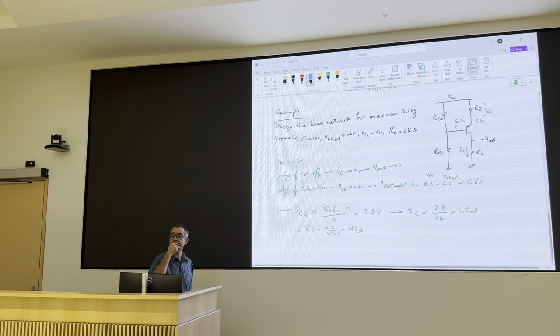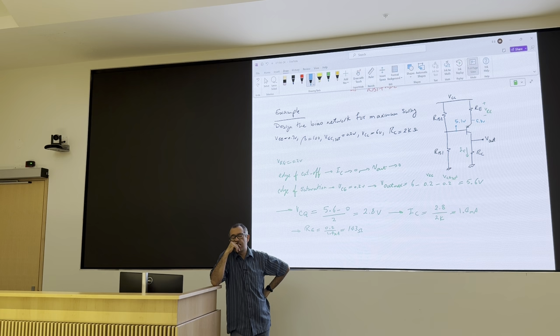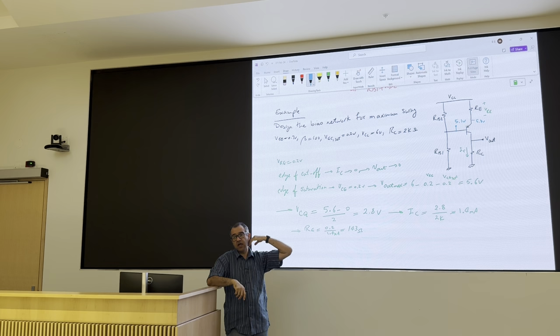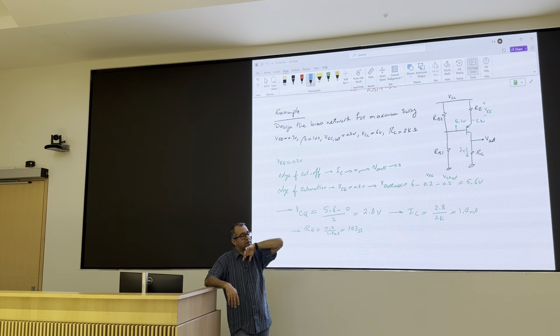So during saturation, can you assume the current at RE is the same as the current at RC? No. In saturation, that assumption is not valid. How did you get the RE, because you're using the RC? No, this is at the operating point. This is where my device is happily sitting in between those two. So when it's in between, it's fine, because it is in the active region. I haven't pushed it to saturation yet. In the active region, RC and RE currents are more or less the same.